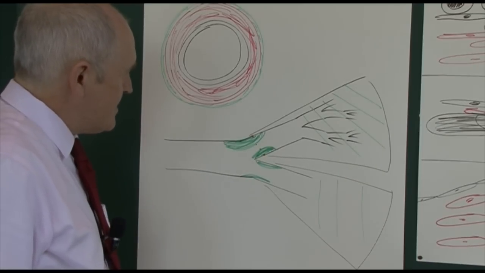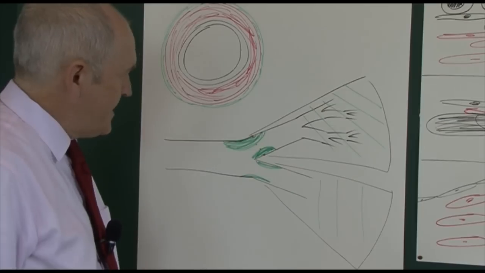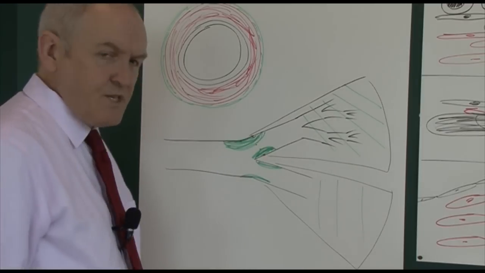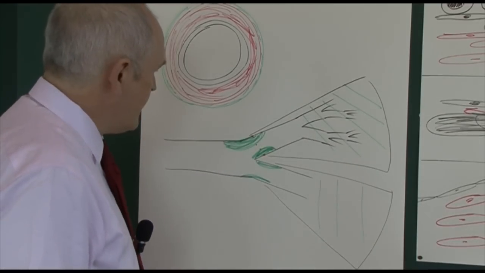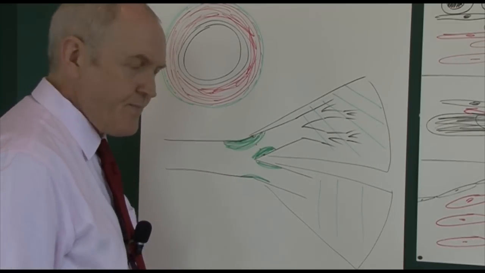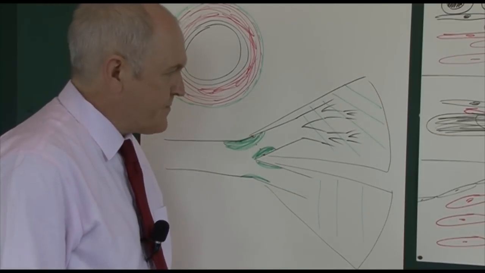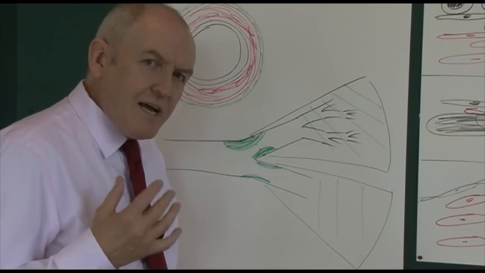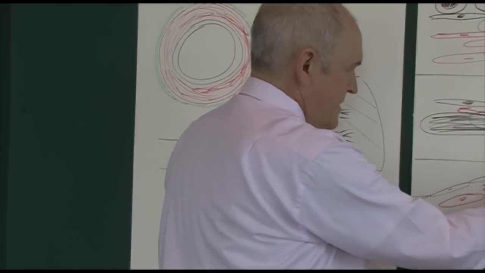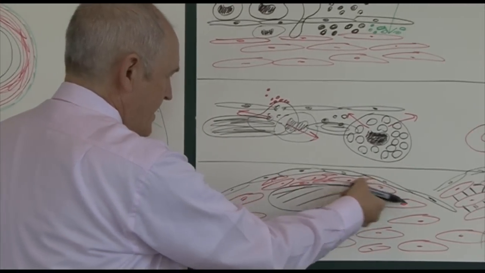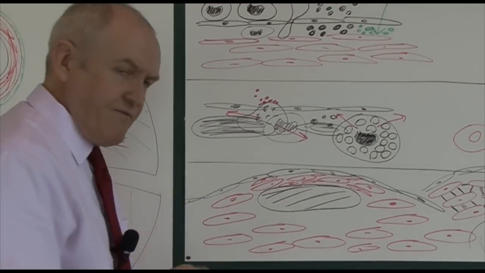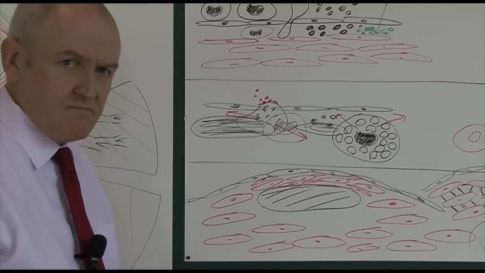But the next is thrombus formation, the next complication. Now, if for any reason the clot becomes destabilized, then blood can come into contact with the thrombogenic core. So what do we mean by this? Well, inflammatory processes, for example, in this area here, in the roof of the cap, inflammatory processes mean that there's going to be inflammatory cells, such as macrophages and other white blood cells.